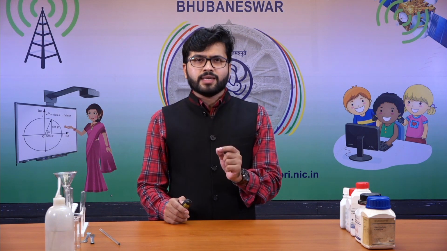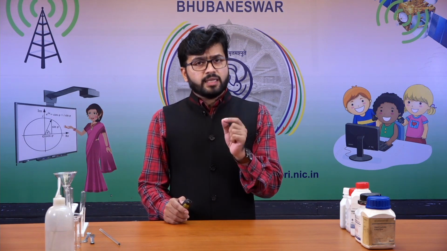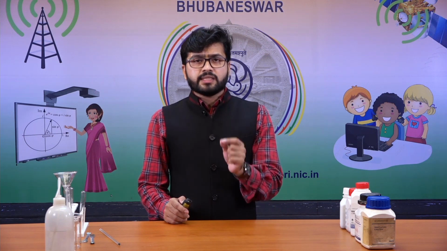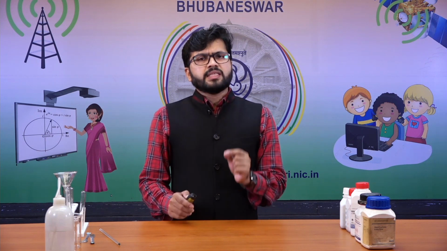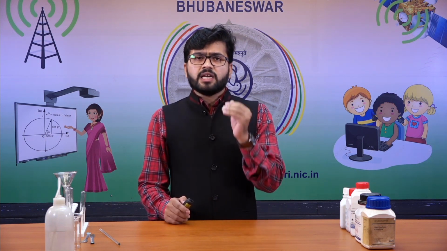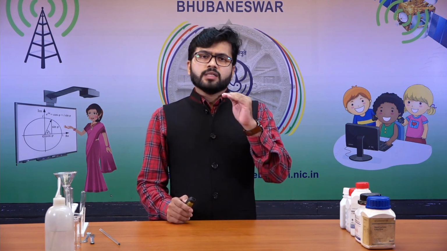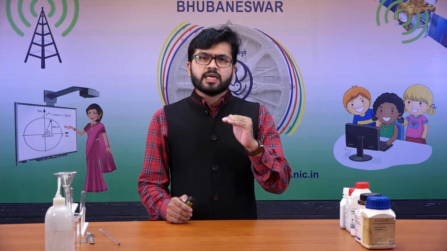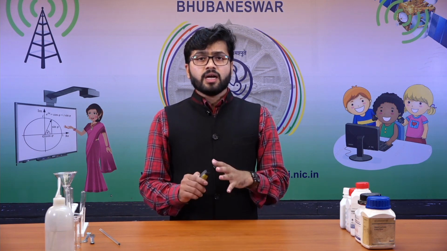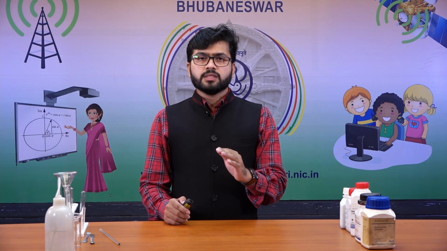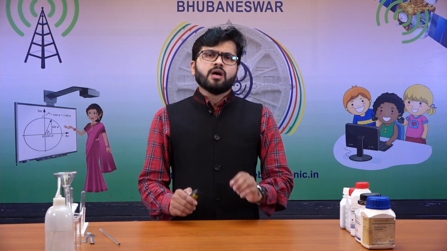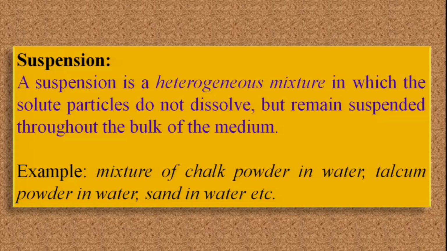As they form different layers, we can distinguish between the components very easily. And as the particle size is very big, that is greater than 100 nanometer, they can be easily separated using a filter paper. And due to the big size of the particles, they get attracted more easily by gravity. If you leave the suspension undisturbed for a certain time, you will observe the suspended particles will gradually settle down at the bottom. And you can see a clear separation between components in the suspension. Examples of suspension are chalk powder in water, talcum powder in water, sand in water.